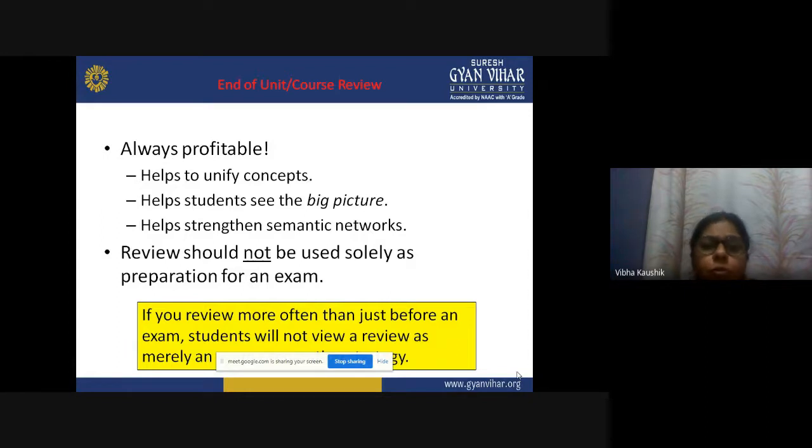End of unit or course review is always profitable. It helps to unify the concepts. It helps students see the big picture. It helps strengthen semantic networks. Review should not be used solely as preparation for an exam. It should not be considered that review is only necessary for preparing students for the exam. It's not like that.